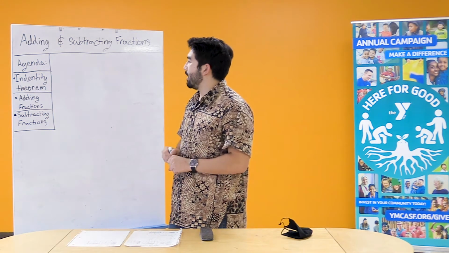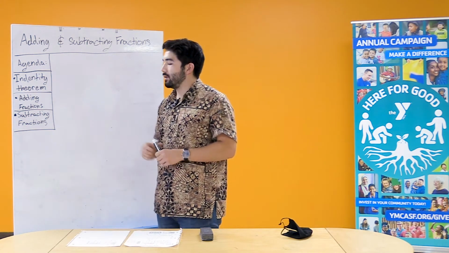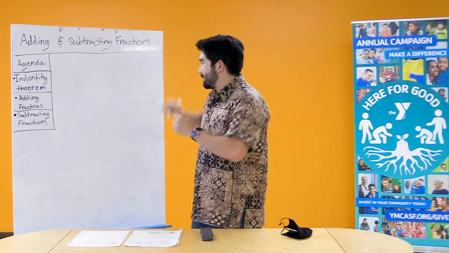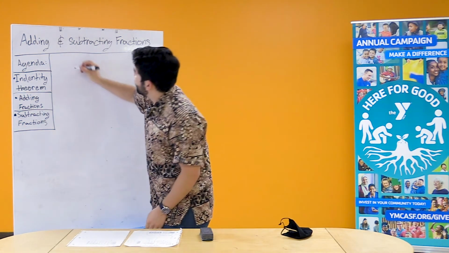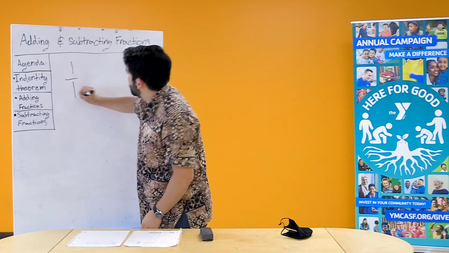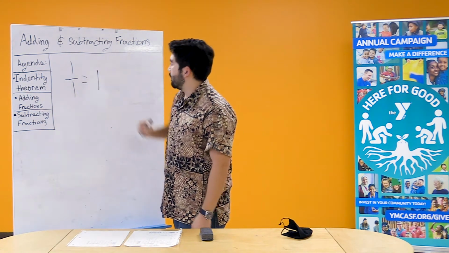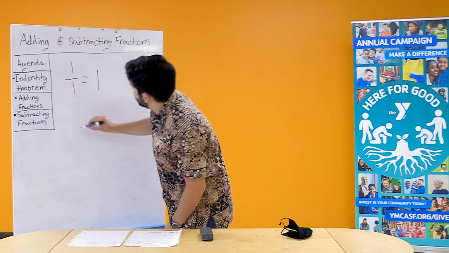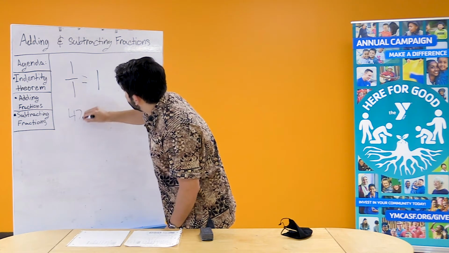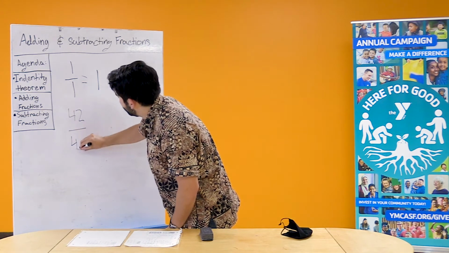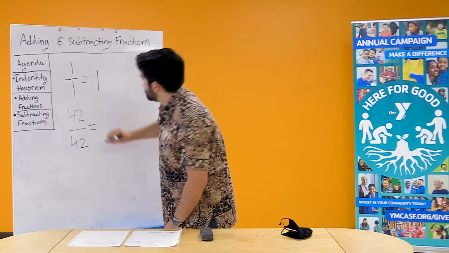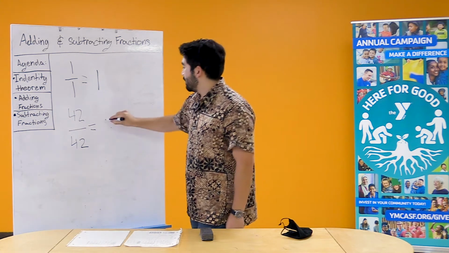Okay, to begin, we're going to cover the identity theorem. So the identity theorem states that whenever you divide something by itself, it is always going to equal 1. So this also works if we go, let's say, 42 over 42. This is also going to equal 1.